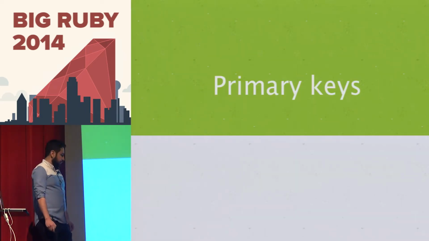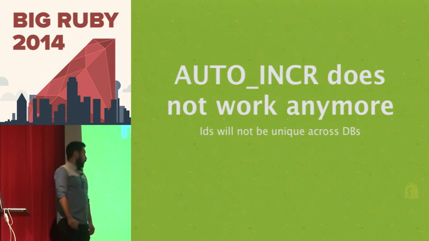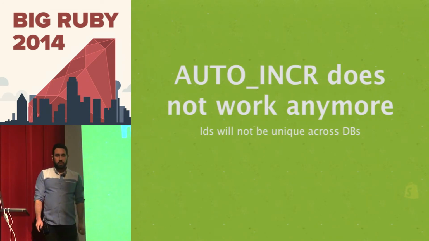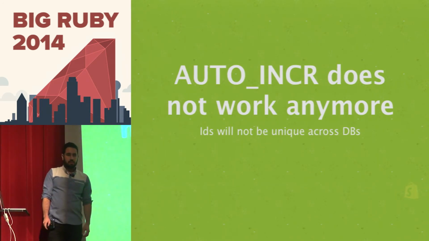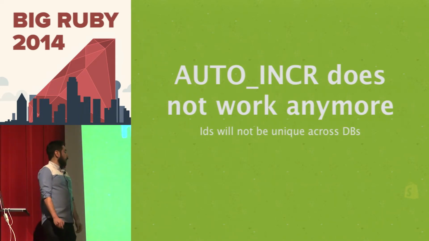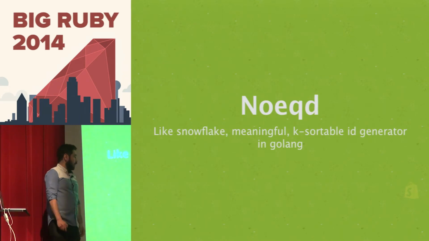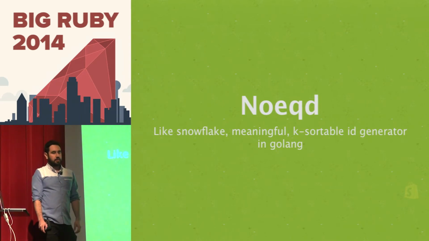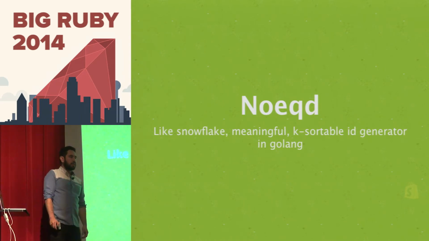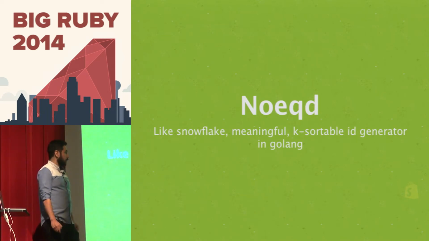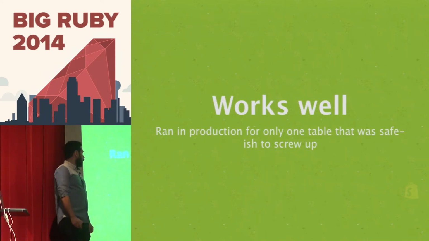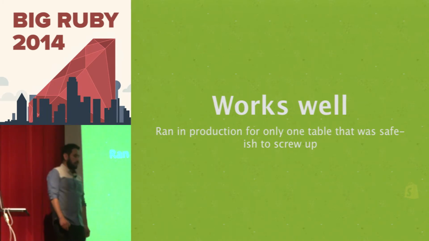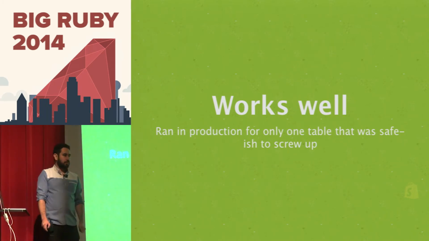What about primary keys? So auto-increment doesn't work anymore. Your IDs will probably stop being unique because they will just increment differently in different databases. So what to do about it? Well, some of you might have heard about Snowflake from Twitter. This is just a service that's going to generate IDs for you from outside the database. So there is a Go implementation called NoEQD. We used it for a while. It works well. We run in production on a table that we could probably break if we had to.